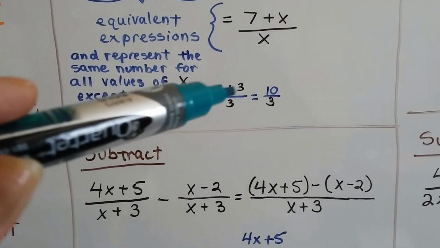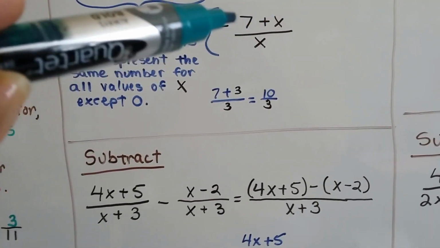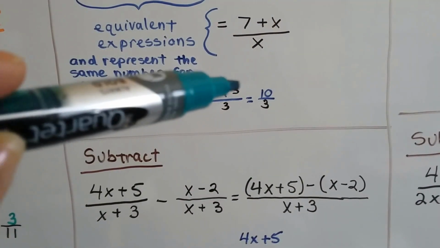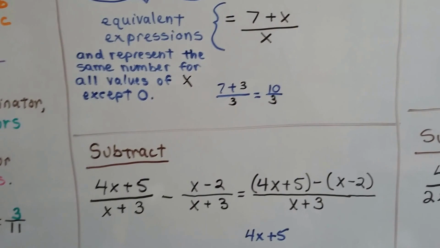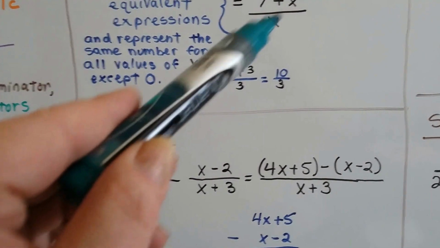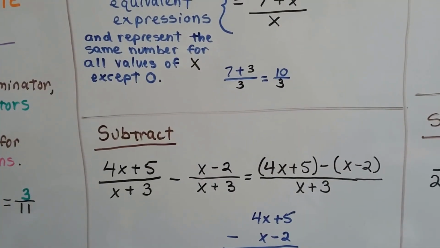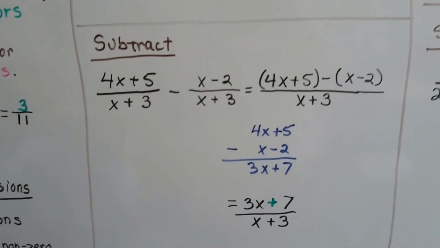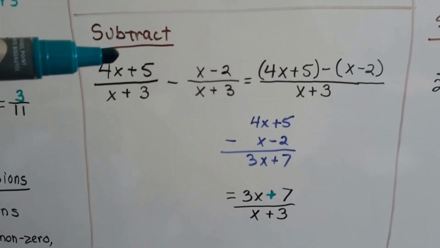And if x were a 5, well, then we'd have 7 plus 5 over 5. That would give us 12 over 5, see? So we need that denominator, so don't eliminate that, okay? Just leave him like this, and he's as far as we can go. He's simplified. Now for subtracting, we want to subtract.